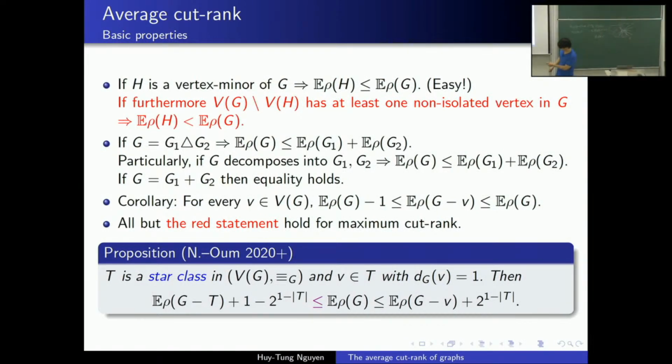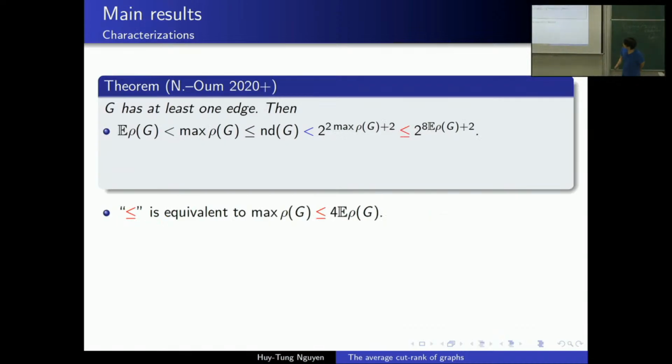So let me move on to the main results here. The first result is: if G has at least one edge, then the average cut rank of G is smaller than the maximum cut rank of G, and it's almost the neighborhood diversity of G. And the main thing here are the two inequalities, the blue one and the red one over there. And the red one really means that the maximum cut rank of G is bounded from above by 4 times the average cut rank of G.